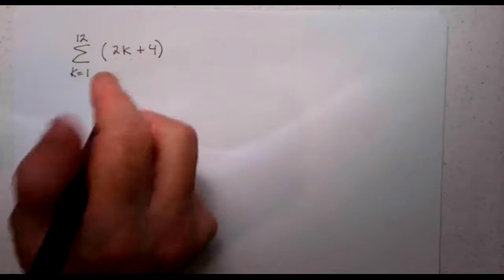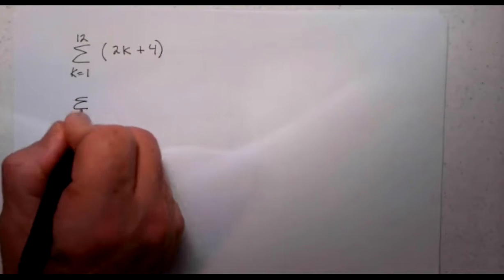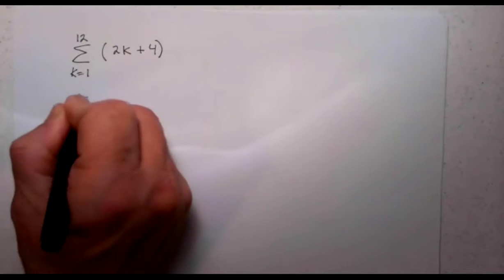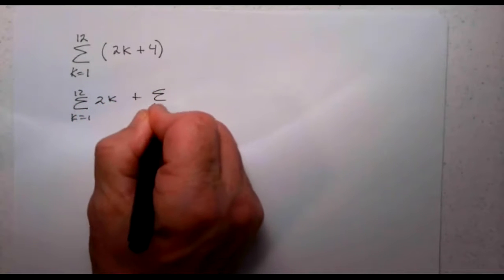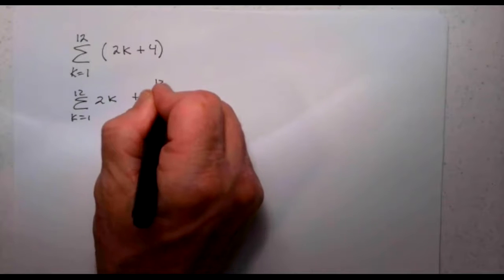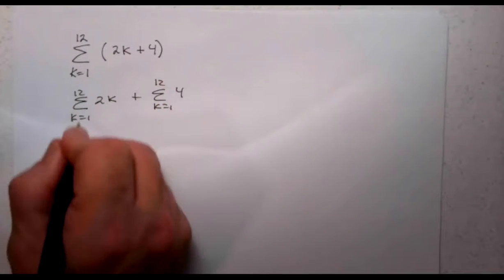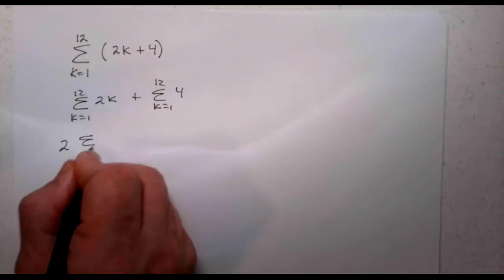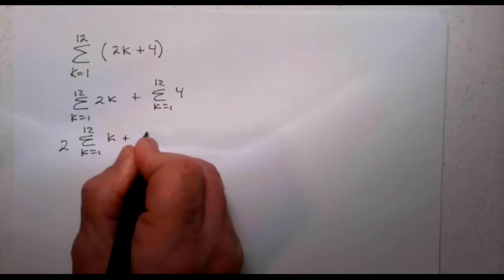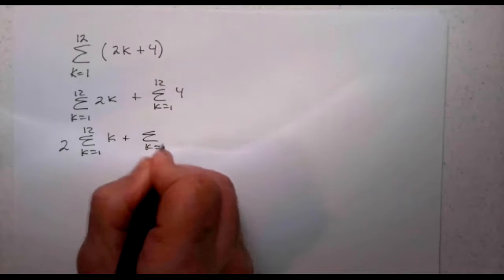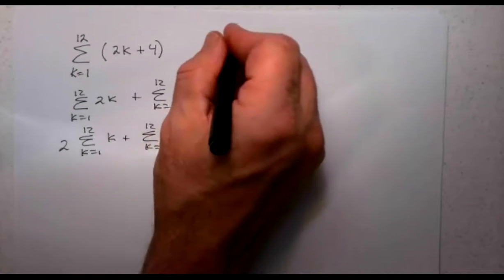Okay, our next example is the sum as k goes from 1 to 12 of 2k plus 4. So the sum of this is the sum of the first piece plus the sum of the second piece. So I can rethink of this as the sum as k goes from 1 to 12 of 2k plus the sum as k goes from 1 to 12 of 4. The 2 can be pulled out in front, 2 times the sum as k goes from 1 to 12 of k, plus the sum as k goes from 1 to 12 of 4.